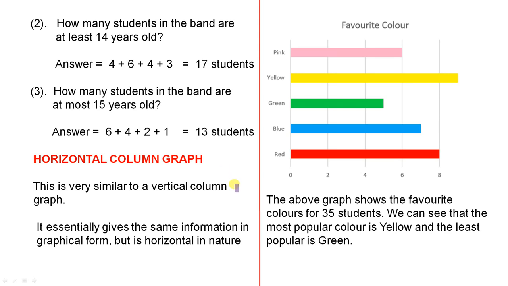The next type of graph is the horizontal column graph. This is very similar to a vertical column graph. It essentially gives the same information in graphical form, but is horizontal in nature. The above graph shows the favourite colours for 35 students. We can see that the most popular colour is yellow and the least popular is green. Yellow has the longest column, and the least popular is green, because that's the shortest column.